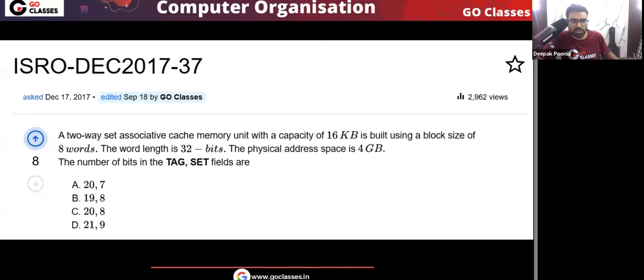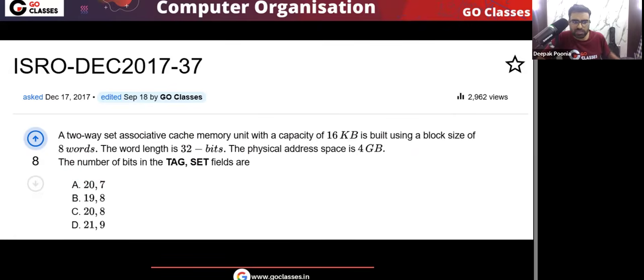Let's solve the ISRO December 2017 question. A two-way set associative cache with capacity 16 KB and the block size is 8 words. The word length is 32 bits. The physical address space is 4 GB. Find the number of bits in the tag and set field.